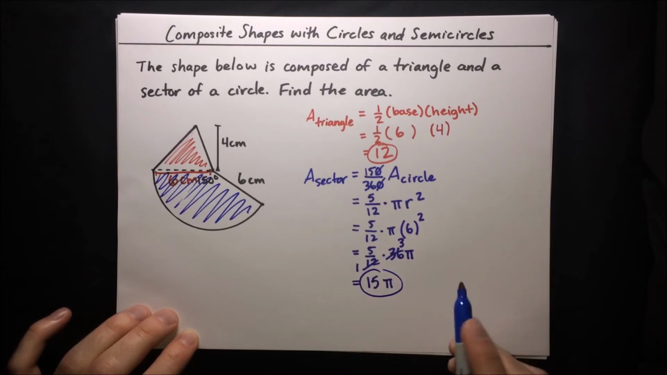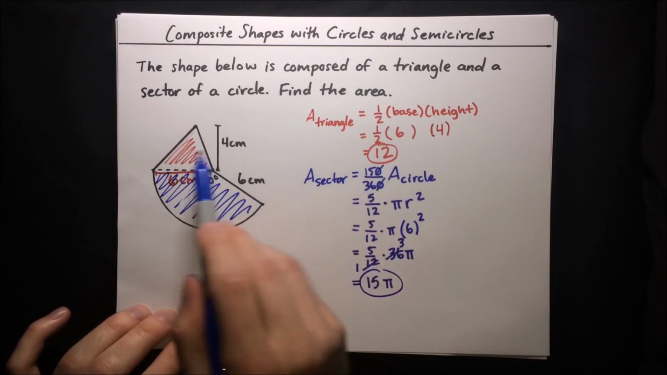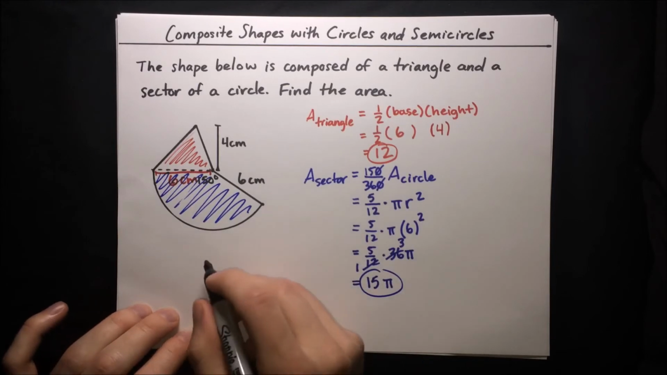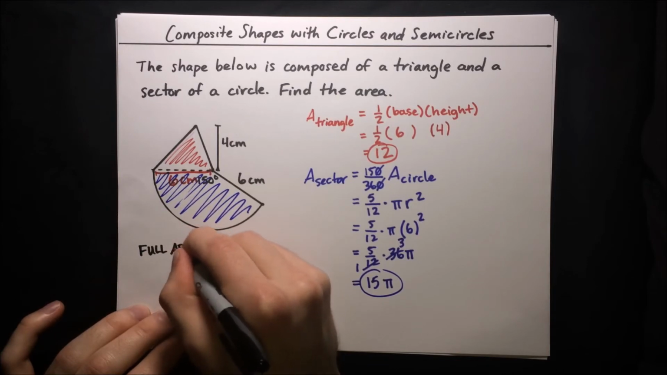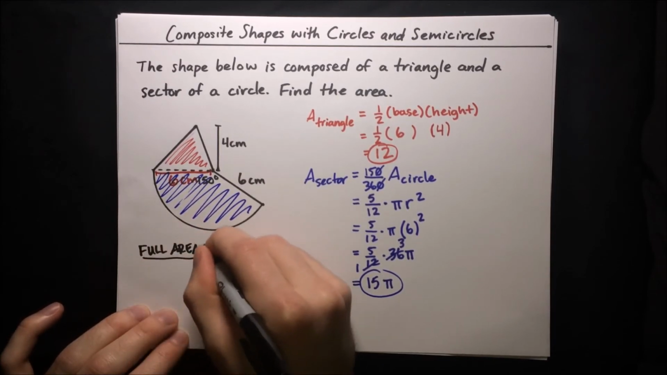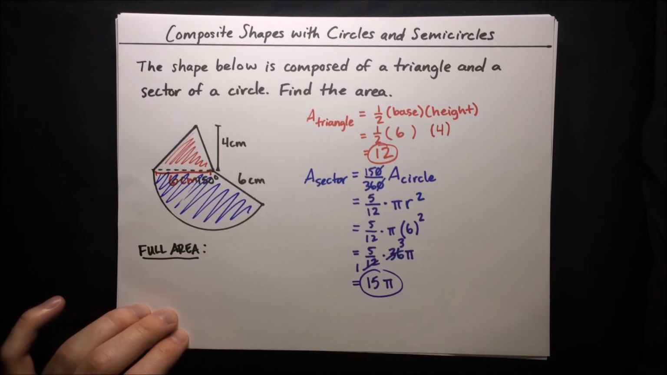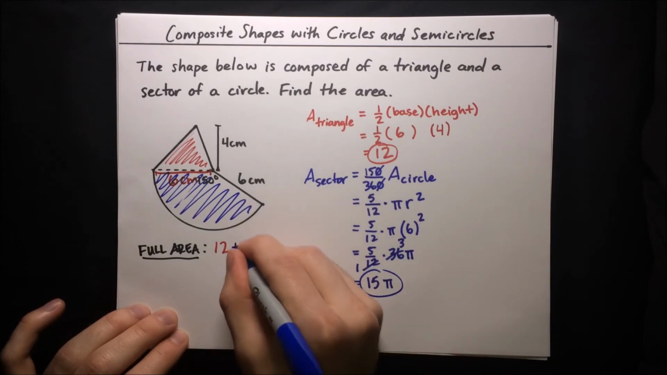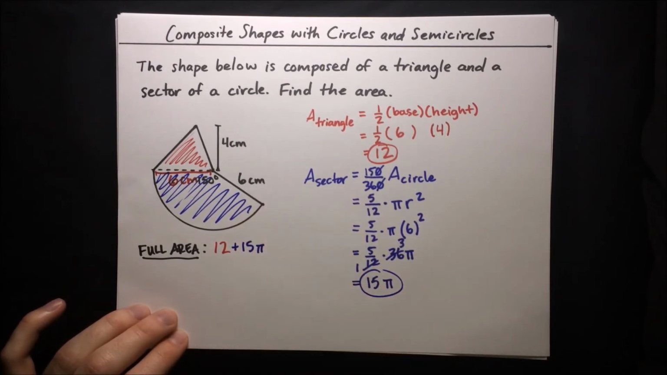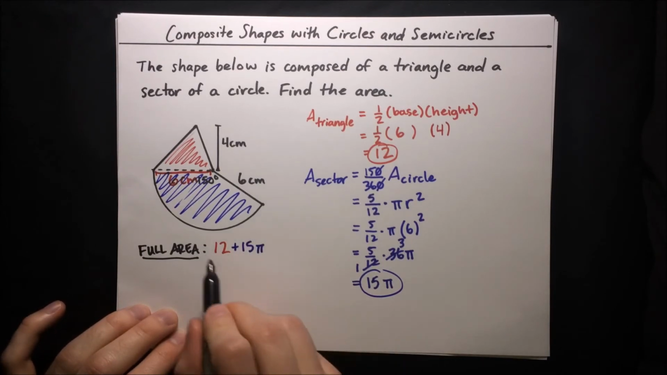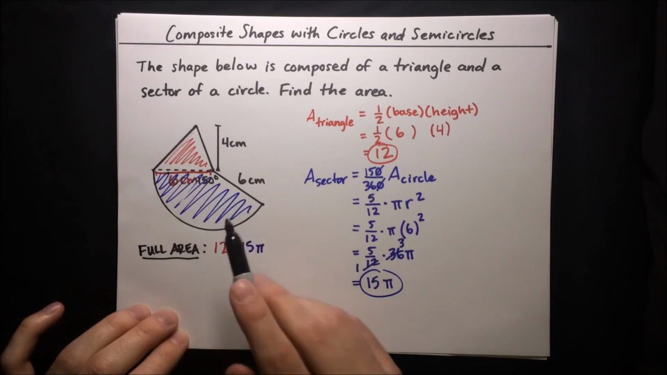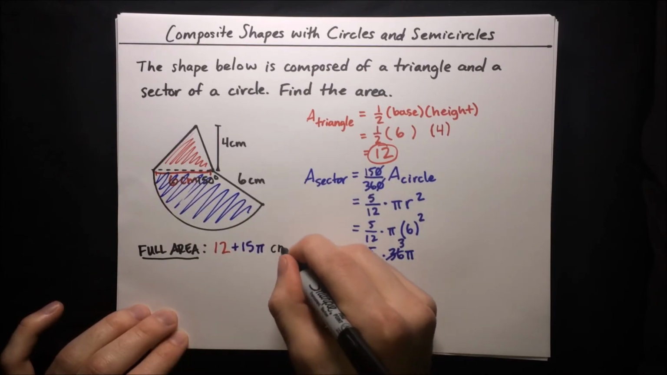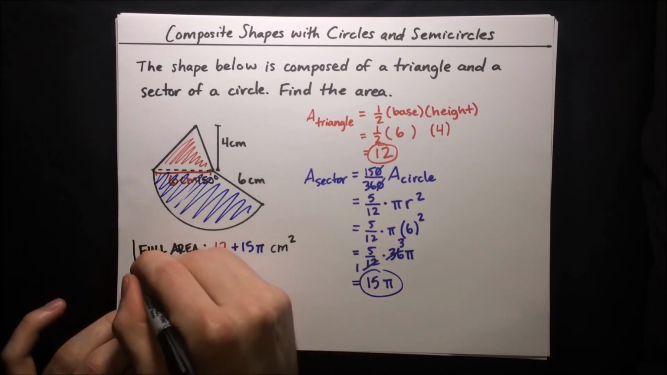Okay, so we've got the area of the sector, and we've got the area of the triangle, and now we can just add them together to find our full area. So our full area is just the area of our triangle, 12, plus the area of our sector, 15 pi. And don't forget units, because that tells us what we really mean in a physical sense by this number. Our units are centimeters, so area is two-dimensional, so centimeters squared, square centimeters. So that is our full area.